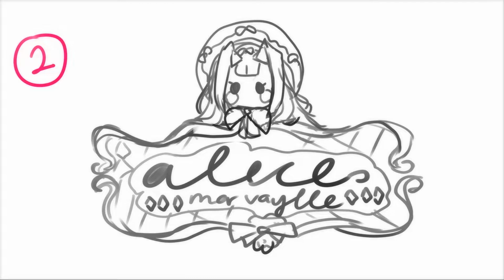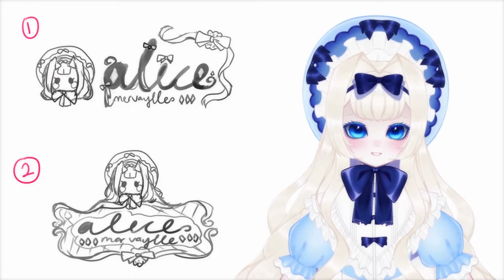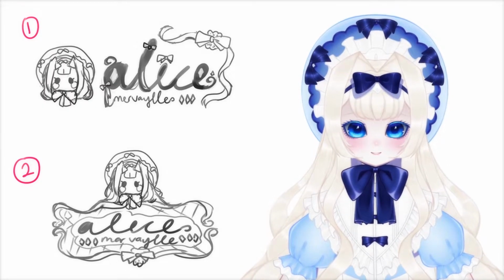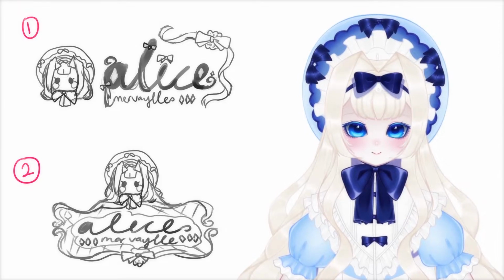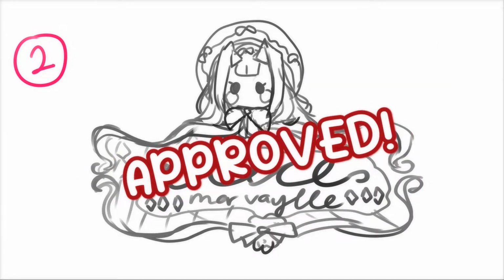The second one is a bit more fancy. It has a ribbon ornamental frame, which the chibi is a part of. In both designs, you can spot similar elements, ribbons and a chibi. The font is also curly. After some considerations, I chose the second design.